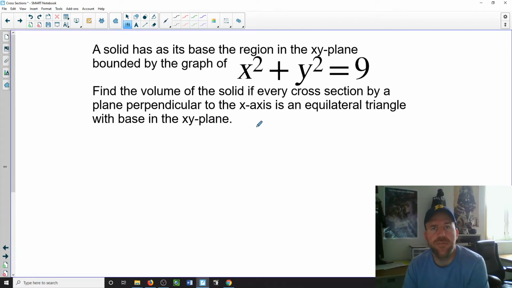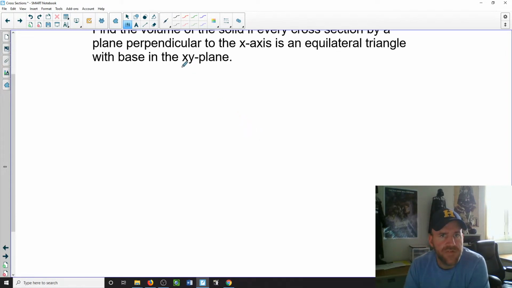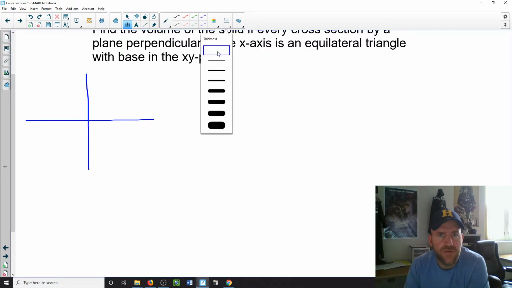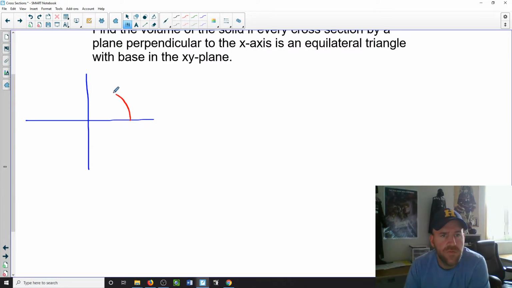So the base is going to be underneath the function. There's a couple different things going on here, so let's go ahead and draw our picture. So here is the graph of x squared plus y squared equals 9. We're going to draw a circle.